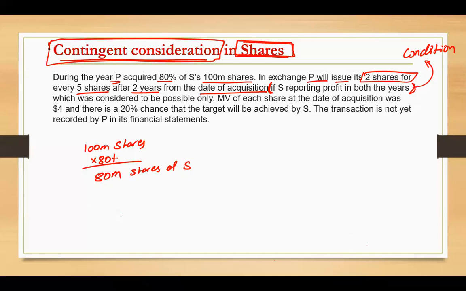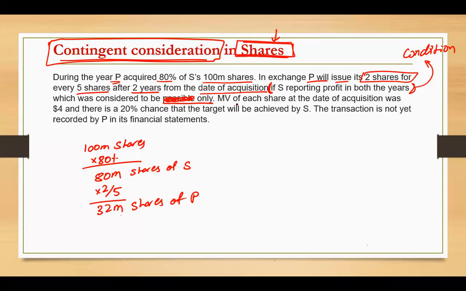But this time the consideration is going to be in the form of shares. So we are going to give 2 of our own shares for every 5. So this will be how much? 20 million? No, 32 million. So this will become 32 million shares of parent, which was considered to be possible only. Again, it does not matter whether it is possible, probable, virtually certain, or remote, because we are going to record the transaction in every case.